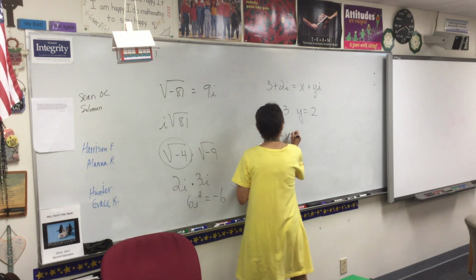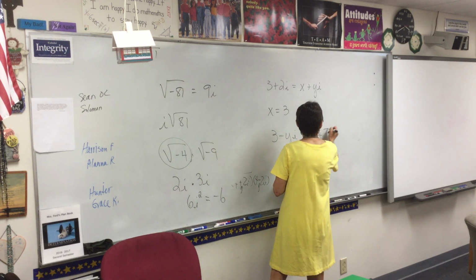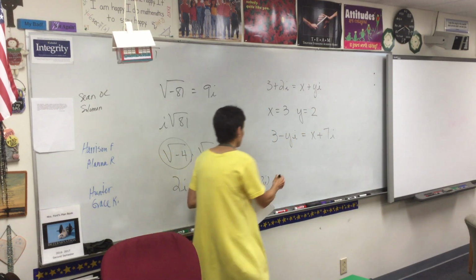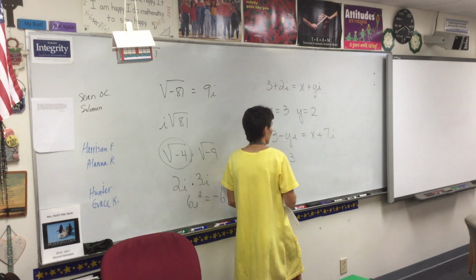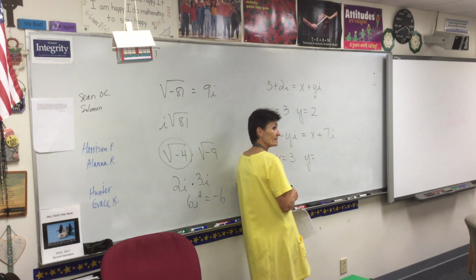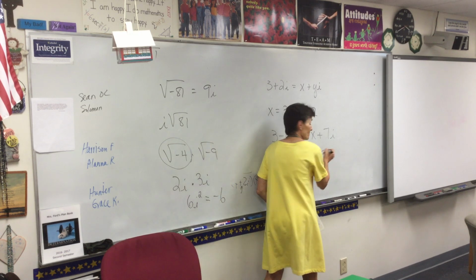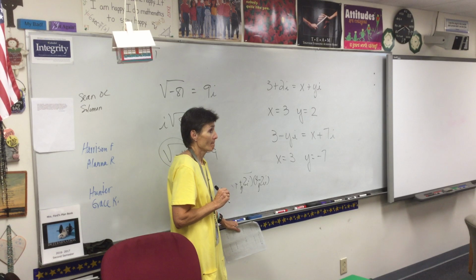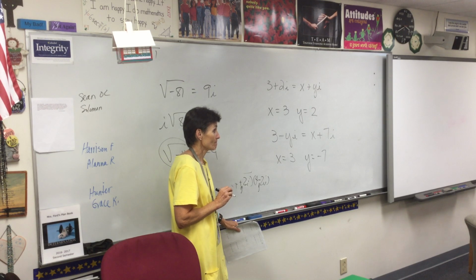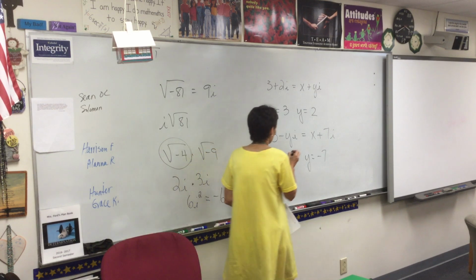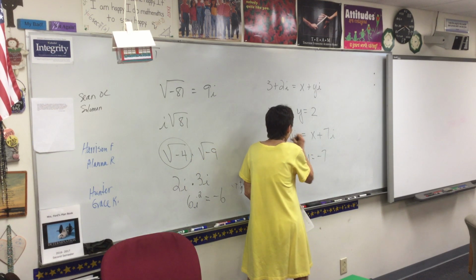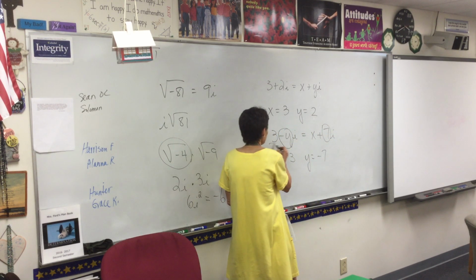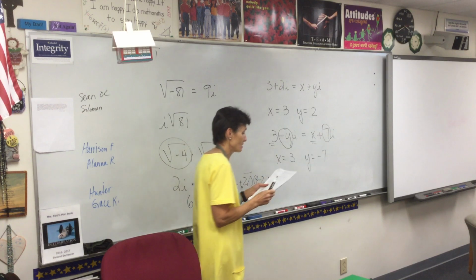So what about this one? Use the same logic on this one. x is 3. And what's y? Is y 7? Wouldn't it have to be negative 7? It's negative y, because it's a negative on that. Does that make sense to everybody? So whatever's attached to the i has to be equal. Whatever isn't attached to the i has to be equal.